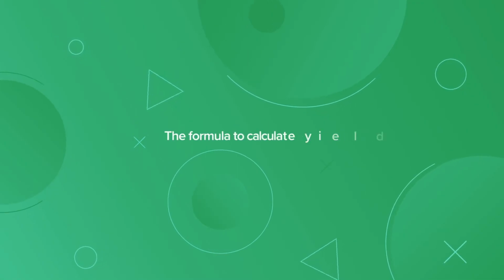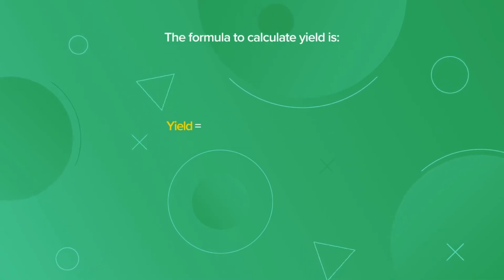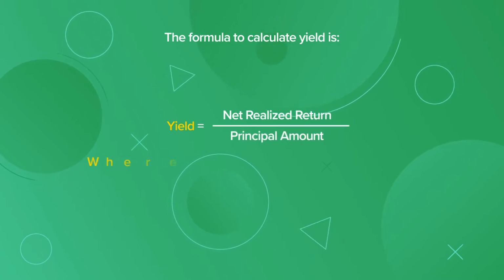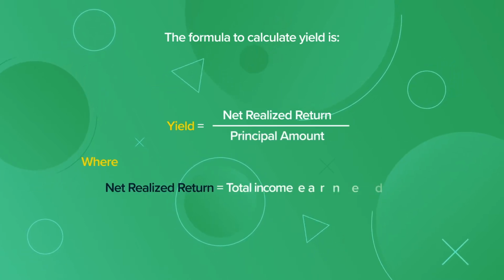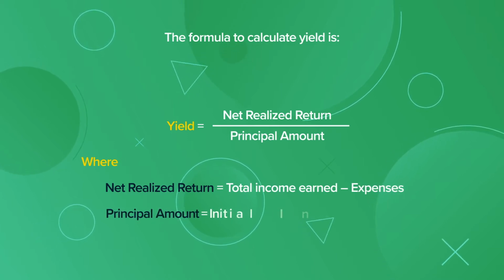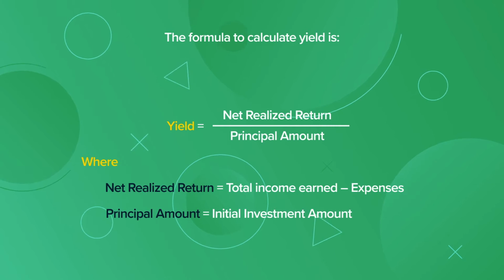The formula to calculate yield is yield equals net realized return divided by principal amount, where net realized return equals total income earned minus expenses, and principal amount equals initial investment amount.